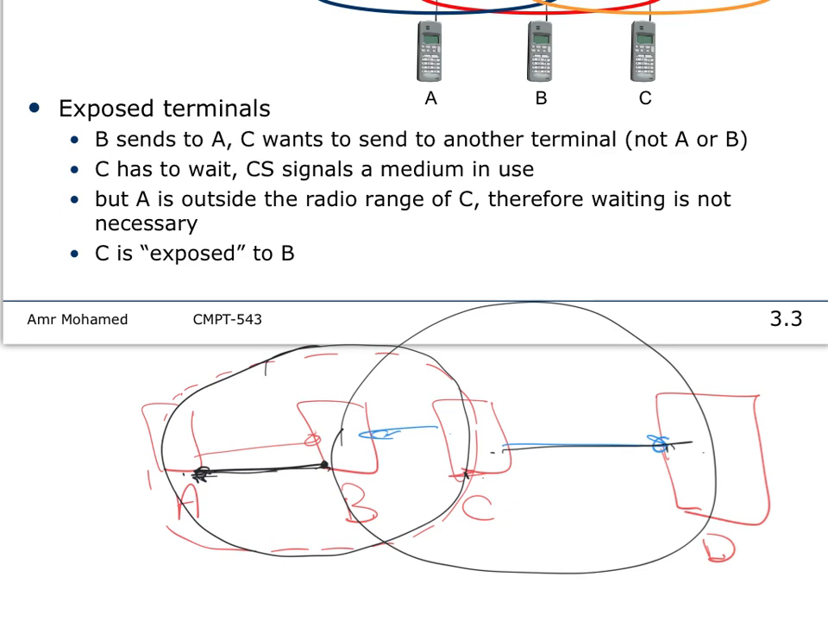So what we're trying to say here is that carrier sensing for the case of wireless is very tricky, and it does not eliminate the collision. In fact, in many cases, it mistakenly wastes some opportunity for transmission because of the exposed terminal problem.